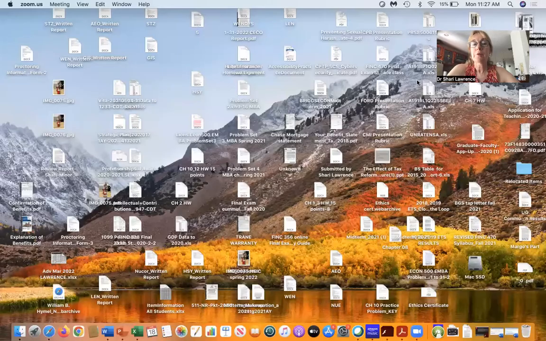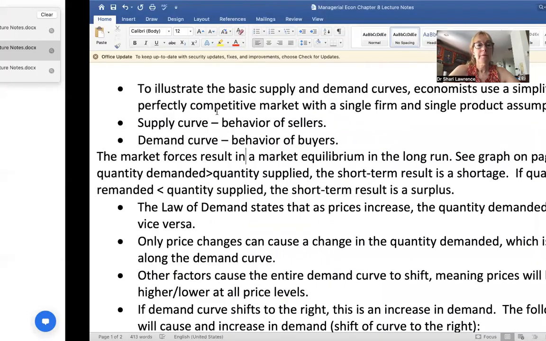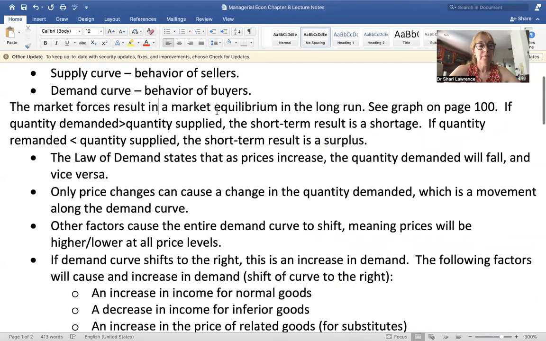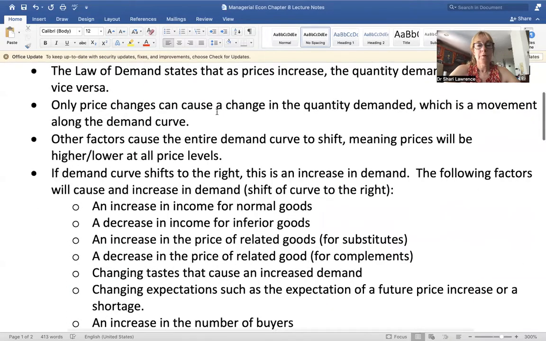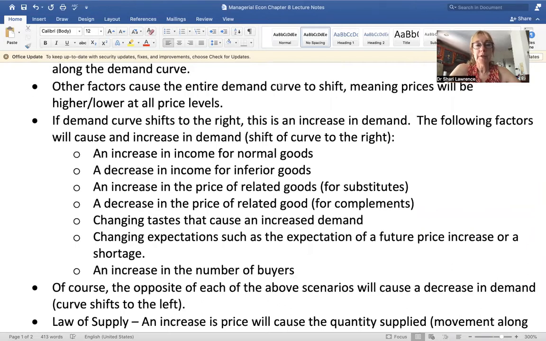Okay, now let's go back to the synopsis rather, and talk about what causes a shift in these curves. All right, a change in demand is an actual shift in the demand curve. Okay, so other factors besides price will cause the entire curve to shift. So let's talk about the demand curve right now.